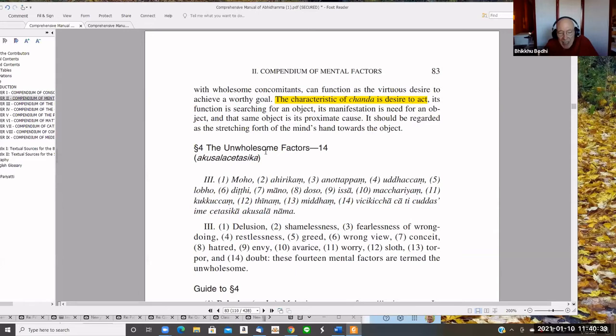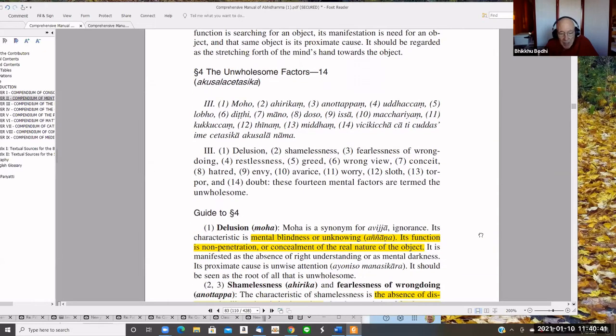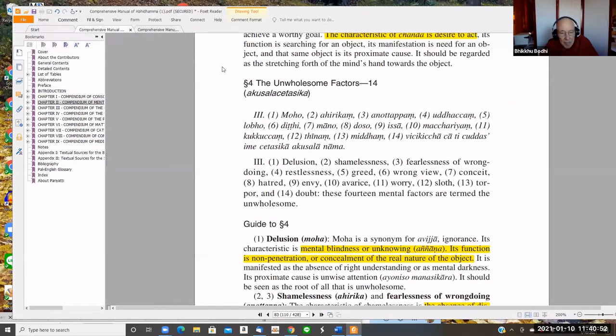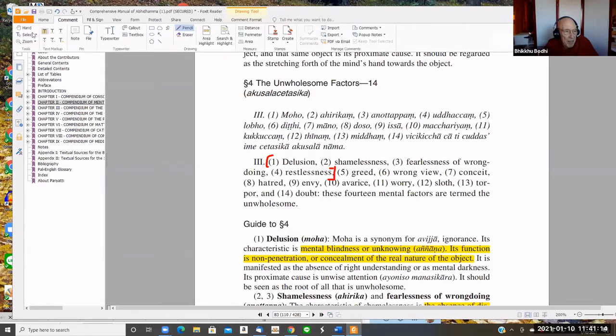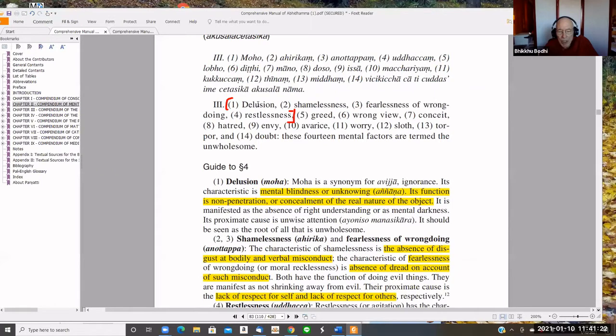So now we have 14 unwholesome factors. First, they're listed here, but I'll take them with the explanatory notes. First, I should explain that the unwholesome factors fall into two sets. There are universal unwholesome factors, and then variable unwholesome factors. So we have four unwholesome factors that are universal. They're present in all unwholesome cittas. These are delusion, shamelessness, fearlessness of wrongdoing, and restlessness.